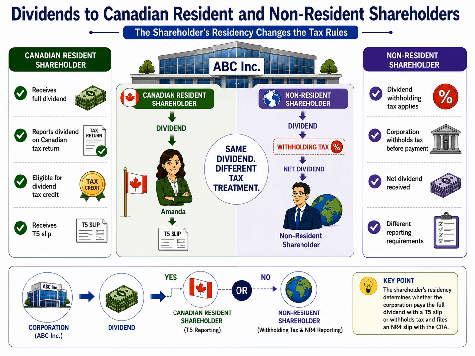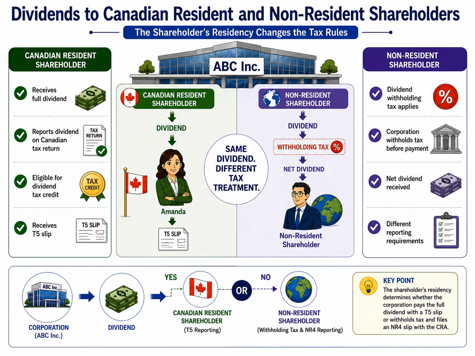When the shareholder is a resident of Canada, the corporation generally pays the full amount of the declared dividend. No withholding tax is deducted before the payment is made. At the end of the year, the corporation issues a T5 slip, which reports the dividend income. The shareholder then includes that dividend on their Canadian personal income tax return and may be eligible for the dividend tax credit, depending on the type of dividend received.